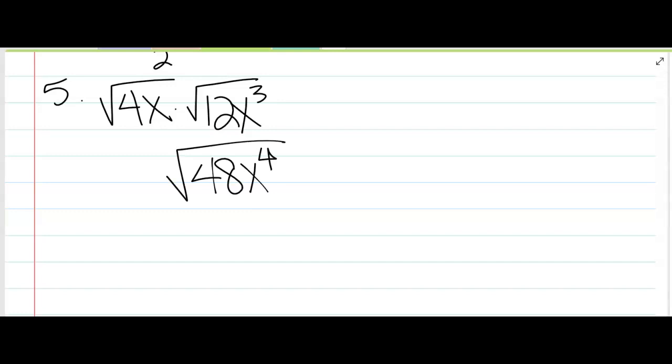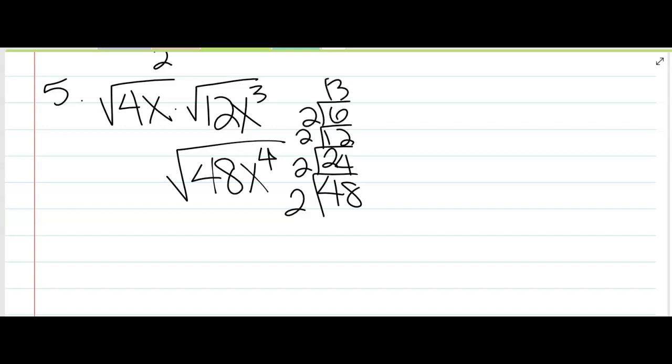So I'm looking at 48, either thinking of perfect square factors of 48, or thinking we're going to cake 48. If I were to cake 48, divide out a 2, we'd get 24. A 2, we'd get 12. A 2, we'd get 6. A 2, we'd get 3. And then a 3, we would get our 1.